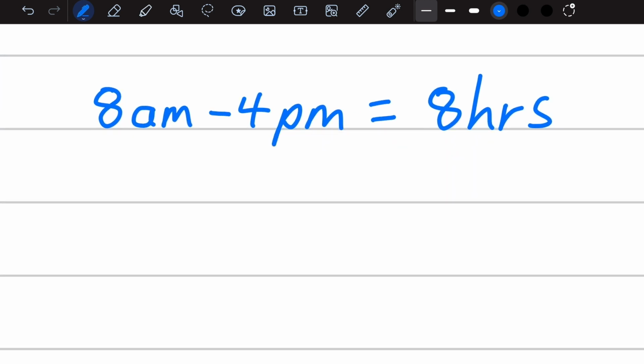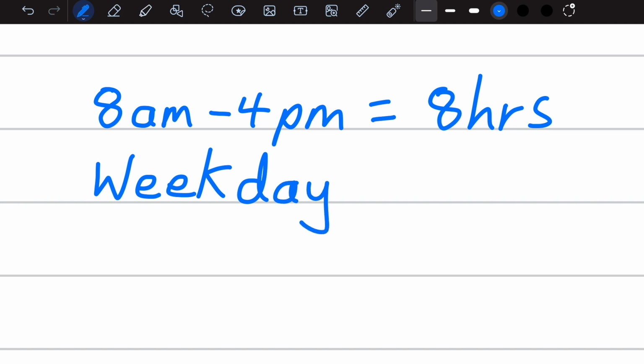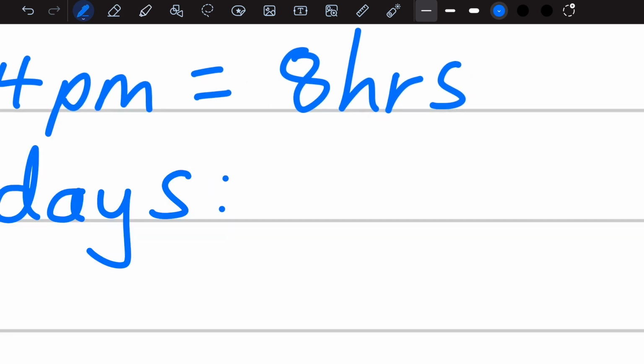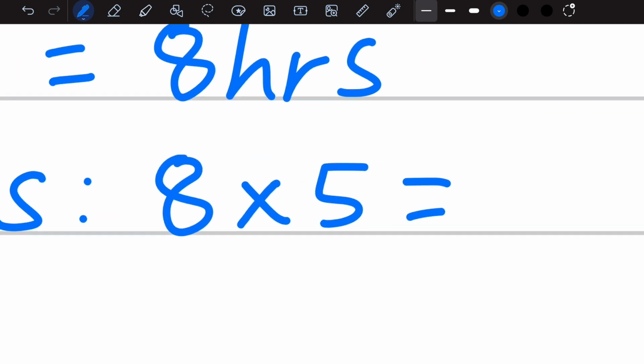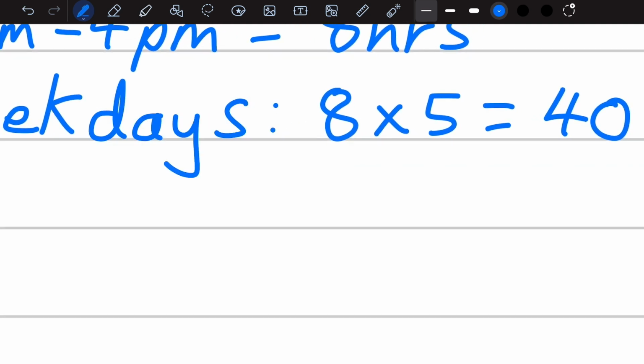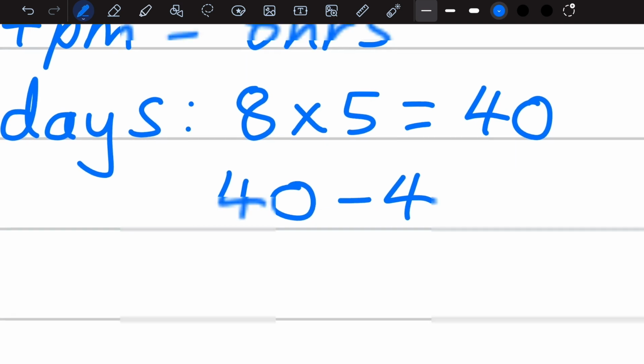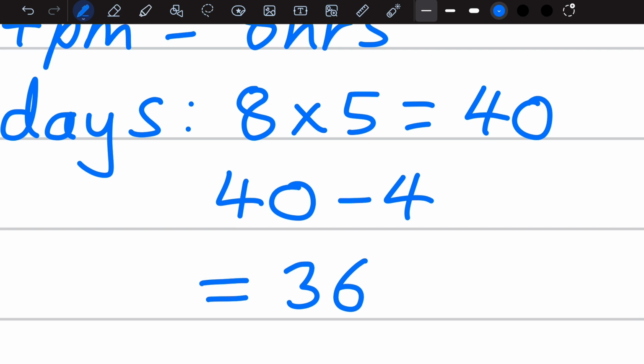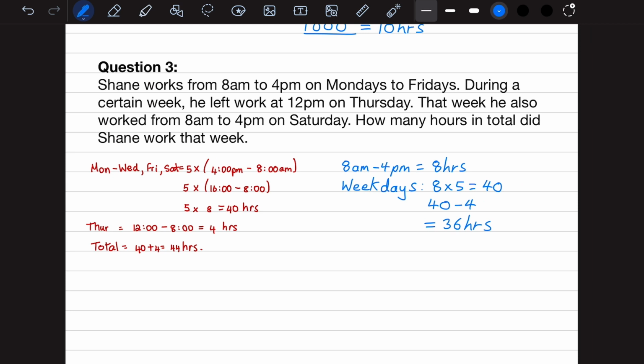Or in other words, this is another way you can work it. 8 hours for 5 days, that will be 40 hours. And for Tuesday, I will just subtract 40, take away 4. Right, and that will be 36 hours on the weekdays. Right, we can do it that way.